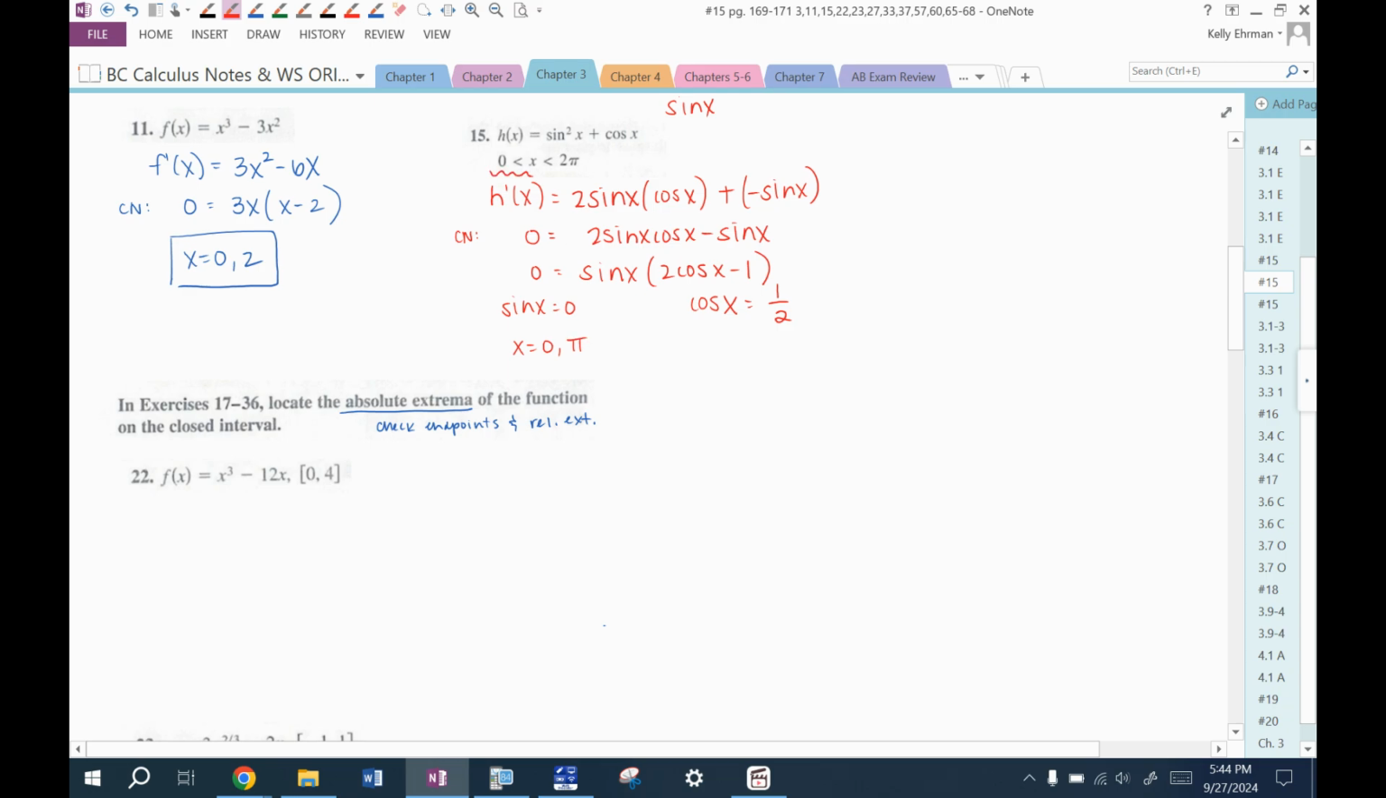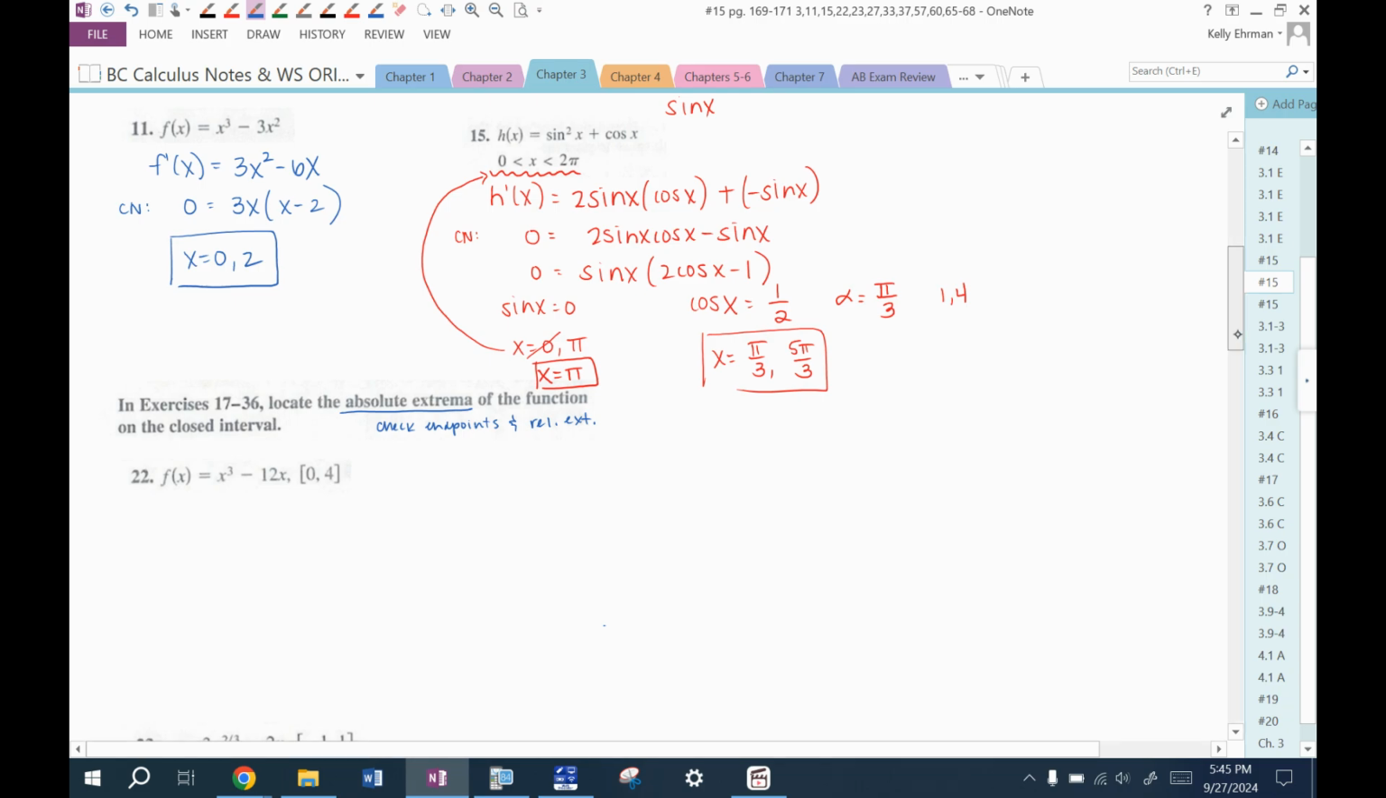But remember, our interval that we're looking at does not include the endpoints 0 and 2 pi. So 0 I'm going to exclude. It's not really a critical number because we're looking at an open interval. Pi is in there, though. So x equals pi is a critical number. And when is cosine equal to 1/2? So the reference angle is pi over 3. Where is cosine positive? Quadrants 1 and 4. So pi over 3 is an answer. And then in quadrant 4, that's 5 pi over 3. Both of those are between 0 and 2 pi, so they're both getting included.